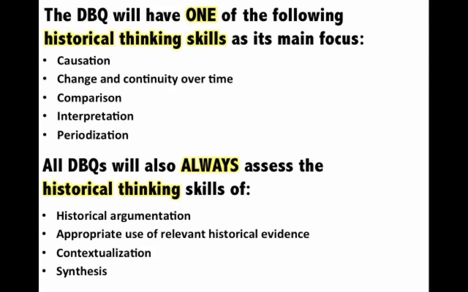Basically, why does stuff happen? Lots of events in history have many different reasons. You're going to have to analyze the impact of those reasons, the long-term, the short-term reasons for things. You may be tested in change and continuity over time. What changed? What stayed the same? Why did it change? How did it change?